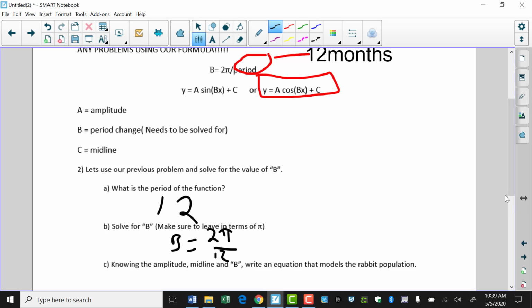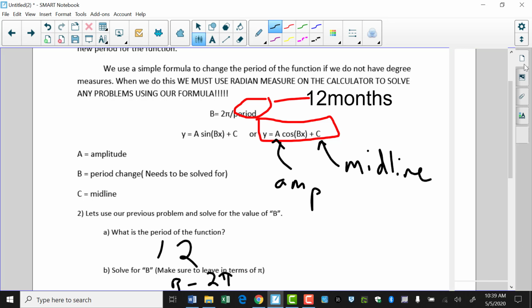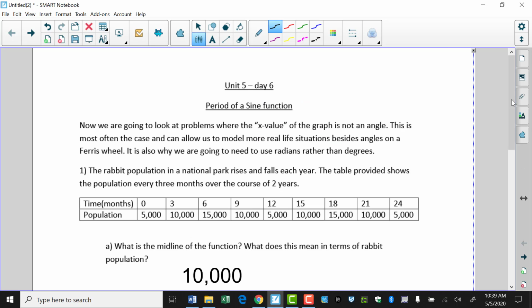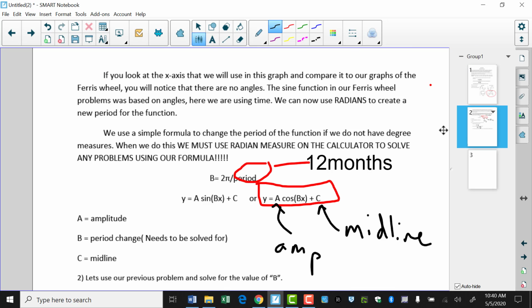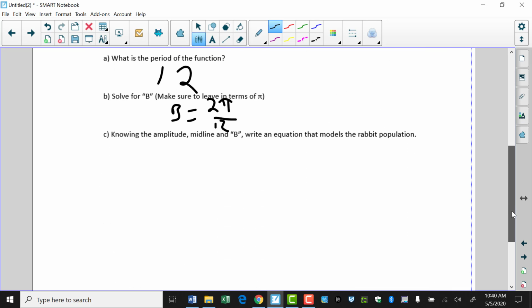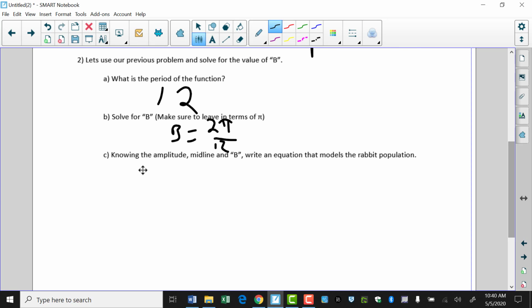Now let's write the equation of this. So we know we're going to have to use this equation, which is what we've used before. This is going to be our midline. This value of a is going to be our amplitude, and then the value of b we just figured out. We go back and fill in from our previous page what our amplitude and midline are, 10,000 and 5,000. So take a minute, see if you can write down the equation, see if you get exactly what I get for this equation, inserting your amplitude, your midline, and your period.